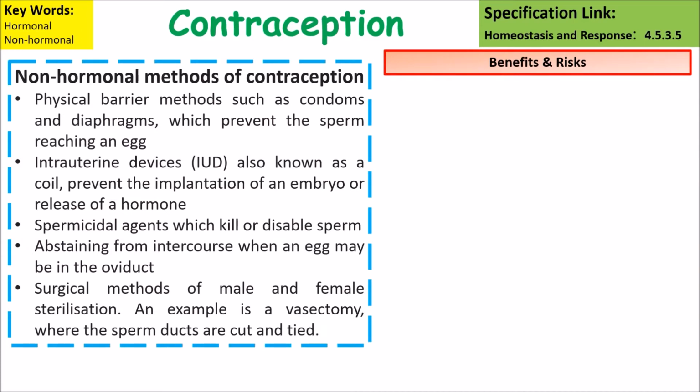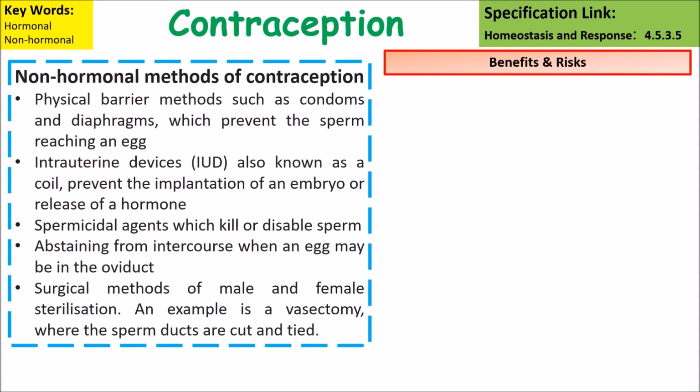Non-hormonal methods of contraception include physical barrier methods, so condoms and diaphragms, which prevent the sperm from reaching the egg. You've got intrauterine devices, such as the coil, which can be implanted and stop the embryo from developing. Spermicide agents kill sperm cells. Abstinence, of course, and there can be surgical methods of sterilisation, so either a man or a woman becomes sterile and can no longer produce those sex cells.